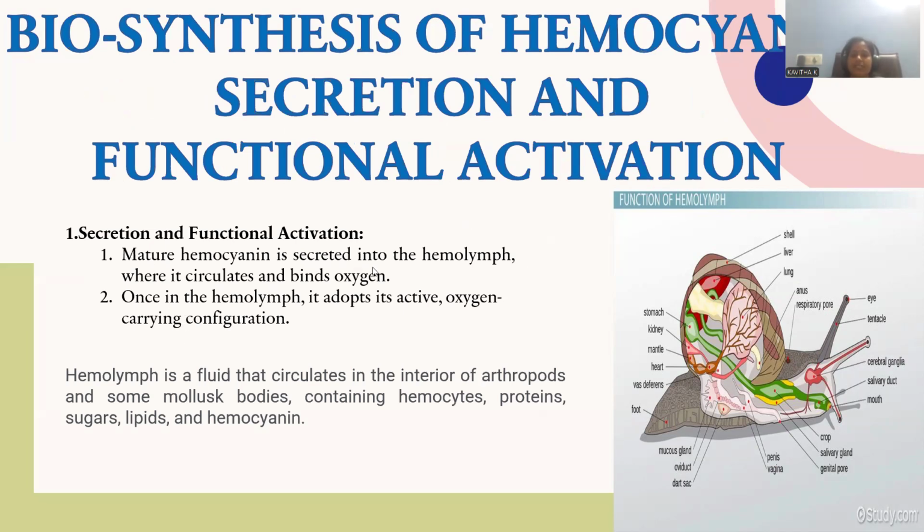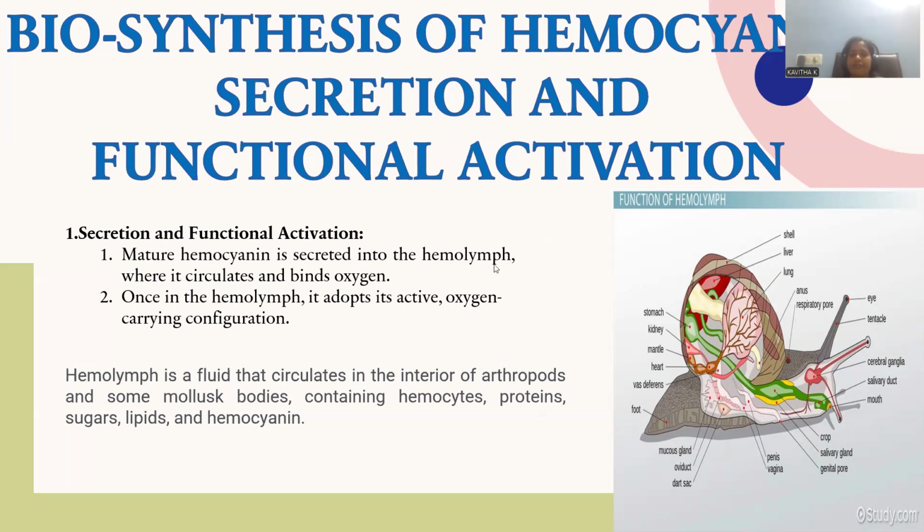Mature hemocyanin is secreted into the hemolymph. Hemolymph is nothing but a liquid resembling the blood in vertebrate species. In the human body, the entire circulatory fluid is said to be blood, right? In it, water is present to the maximum extent, along with plasma and blood cells. That exact resemblance you can observe in invertebrate species as hemolymph.